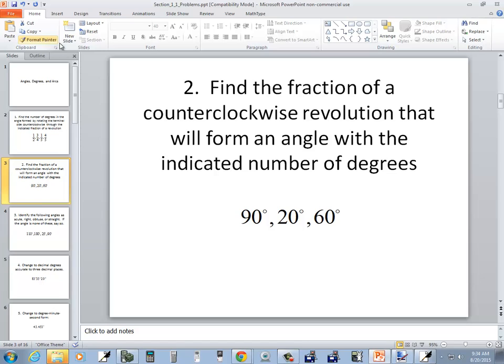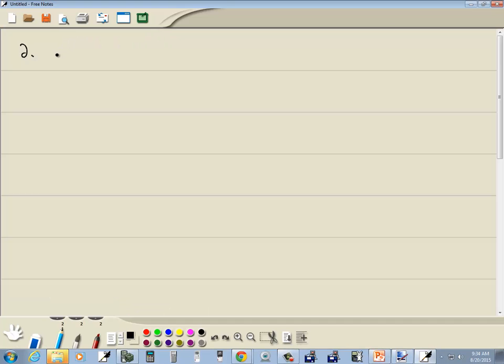We've got 90 degrees. I'll start off graphically first. Here's our initial side. 90 degrees, we've already said, is up to here. One revolution is completely around, back to our initial side.